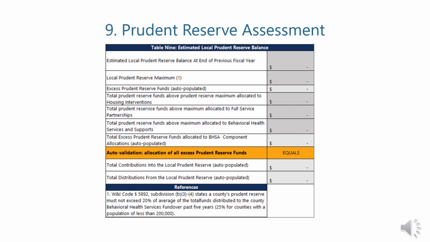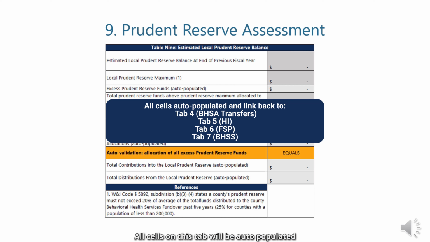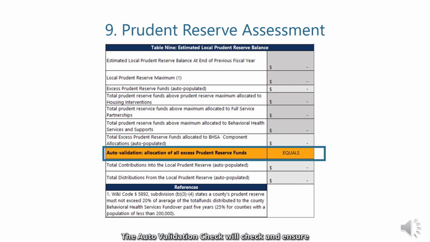reported accordingly. Let's now walk through Table 9, Estimated Local Prudent Reserve Balance. This table is used to calculate whether a county's prudent reserve has exceeded the statutory maximum and ensures any excess is fully reallocated into BHSA program components. All cells on this tab will be auto-populated with data entered in the previous tabs. The auto-validation check will check and ensure that counties have reallocated 100% of their excess prudent reserve funds and that it aligns with the total prudent reserve funds being transferred into or out of the reserve and the components.